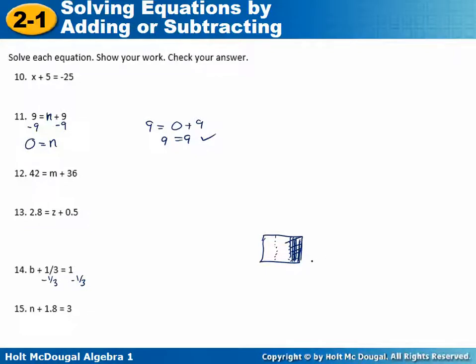2/3. So 1 minus 1/3 is 2/3. And you would check that by thinking to yourself, or writing to yourself, is 2/3 plus 1/3 equal to 1? Well, sure it is. Here's the 2/3, here's the 1/3 I took away, and that would be 3/3.